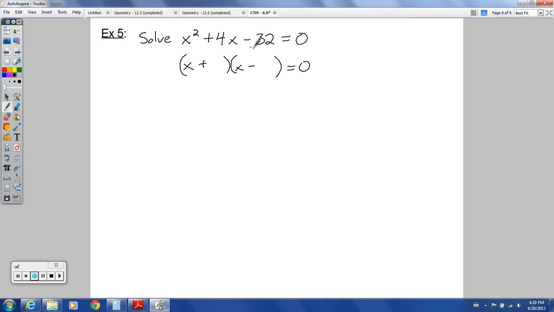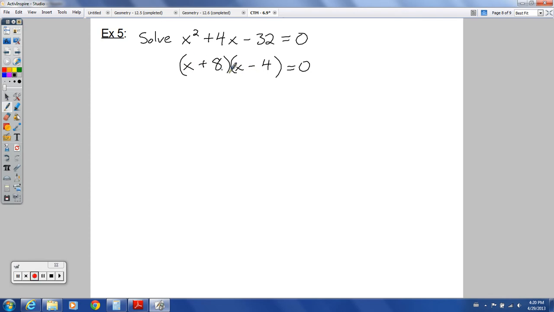So if we kept trying, trial and error eventually would get us to the fact that this would be an 8 here and a 4 here. If we did that, we could solve this by factoring. Sometimes it's going to work out that way. However, we're not going to solve this one this way. So we're just going to note right now that the answer would be negative 8 and positive 4.